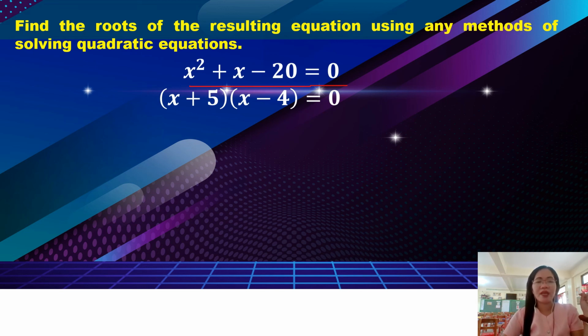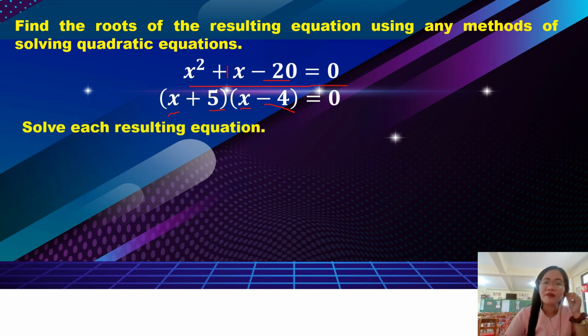So in factoring, again, the factors of x squared are x and x. The factors of negative 20 are 5 and negative 4. And 5 minus 4 is 1, and the 1 is invisible there. So meaning our factors are correct.